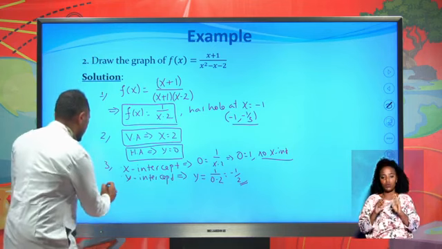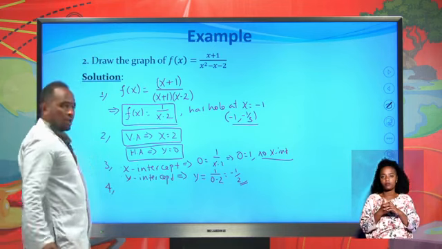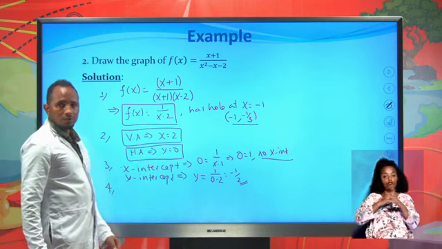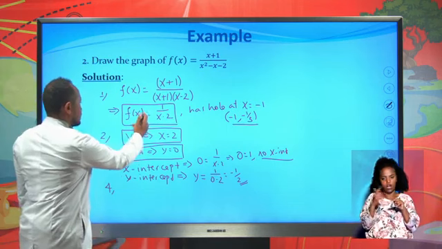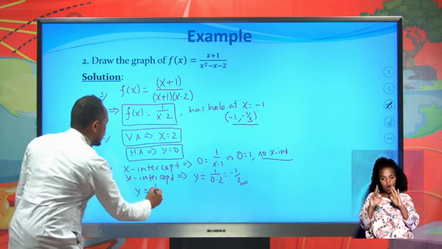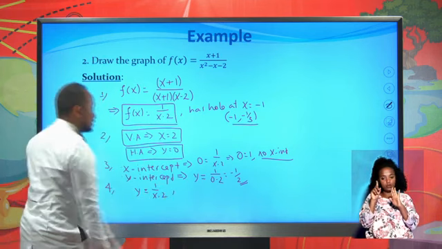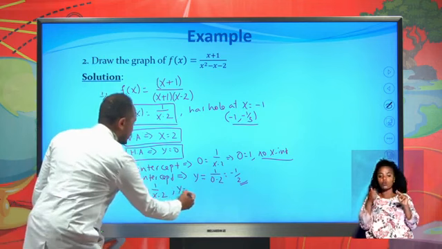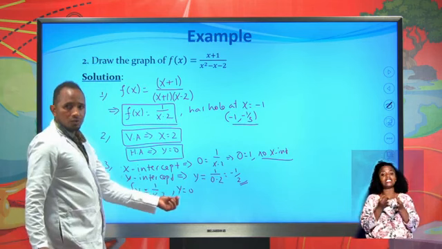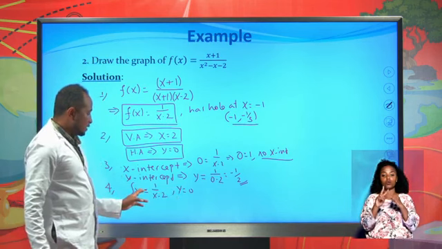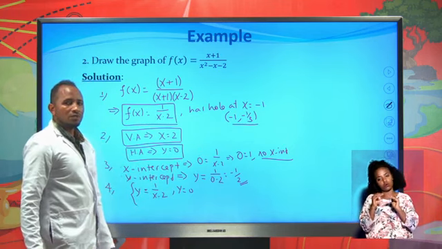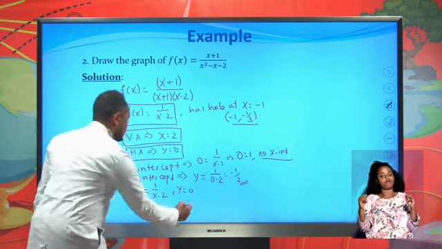Okay, next, check whether the graph crosses the horizontal asymptote. Our graph is f of x equals, or y is equal to 1 over x minus 2, and the horizontal asymptote is 0. So, if you try to determine the intersection of the two, they do not intersect. When you put 0 here, 0 is equal to 1 over x minus 2, it gives you 0 is equal to 1. So, the graph does not intersect this horizontal asymptote.